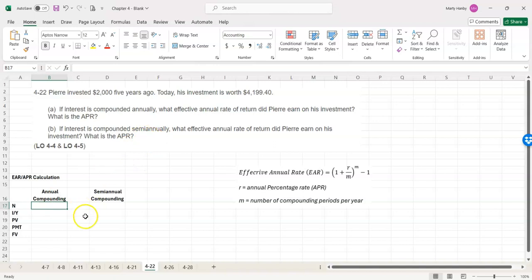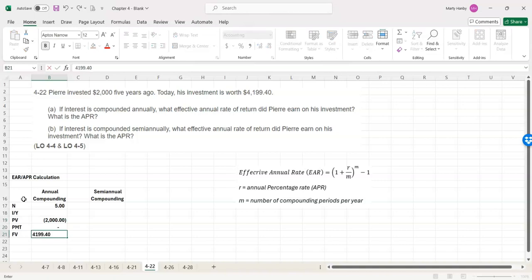B involves semi-annual compounding. The one thing to note is if we have annual compounding, the EAR and APR are going to be equal. So, all right, we got 5 years. We're calculating I/Y, or the rate. In this case, it will be the APR. So minus 2,000, zero payment, and 4,199.4. So equals rate.